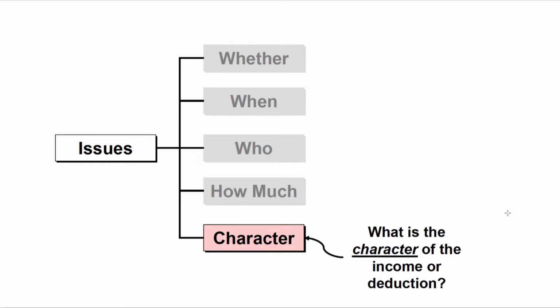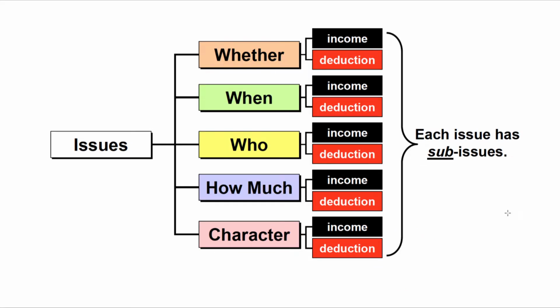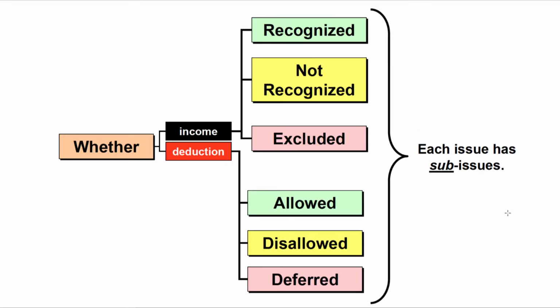Finally, the character. Characterization matters. It's important. I'll show you a slide in a moment about what the ultimate characters are. Some of you might have already taken tax courses before where you already know about characterization, but it makes a big difference. Okay? And each of these has sub-issues. So, of course, we're going to go to the second, third, fourth level issue, and I'm going to give you an example of how this works. But when you're dealing with the whether question, remember, whether there's actually an event that triggers income, deduction, credit.